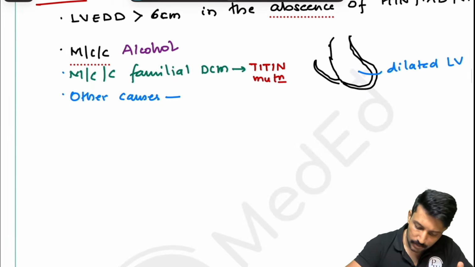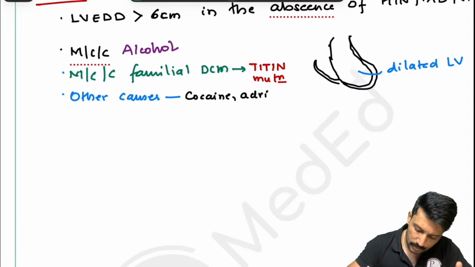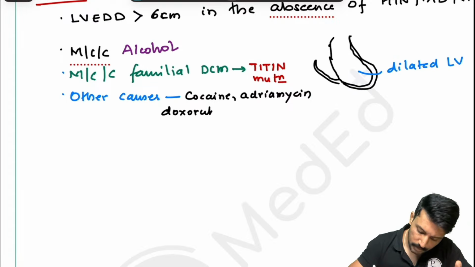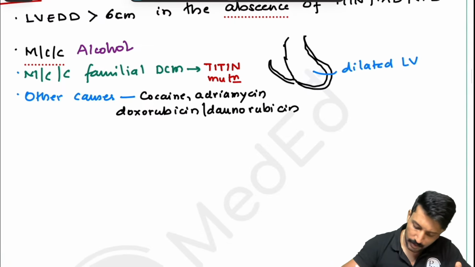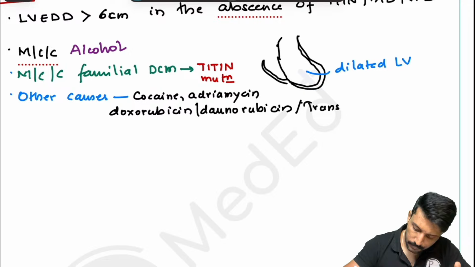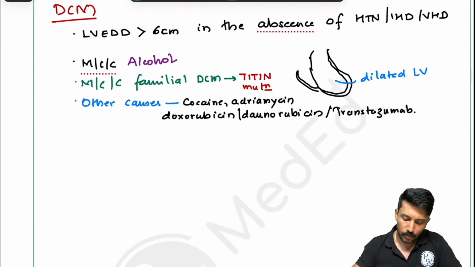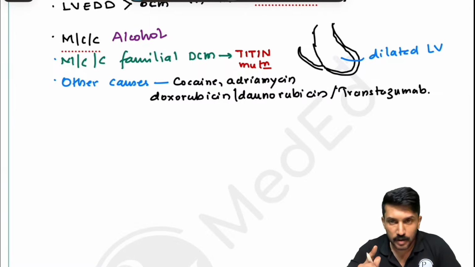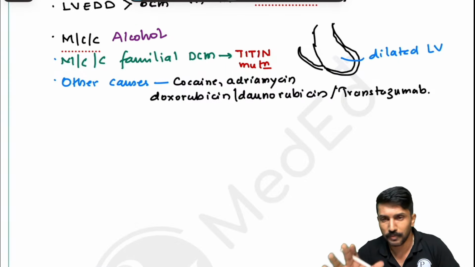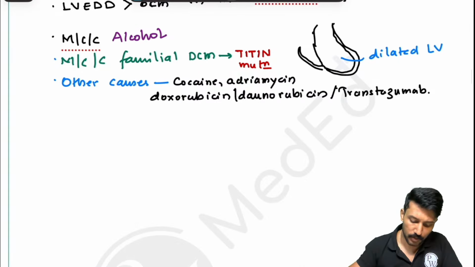Mainly, if I'm talking about drugs, cocaine is also a drug. Apart from that, adriamycin, doxorubicin, daunorubicin, trastuzumab, and pertuzumab. These are all the drugs for dilated cardiomyopathy. Postpartum or peripartum cardiomyopathy is also a form of dilated cardiomyopathy. I will leave it to the OPG faculty to address it.